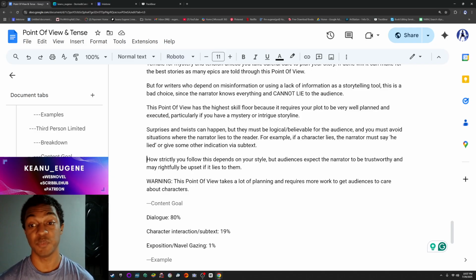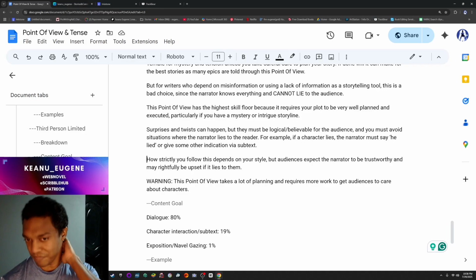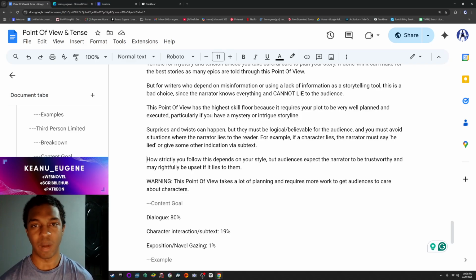And you must avoid situations where the narrator lies to the readers. For example, if a character lies, the narrator must say he lied or give some other indication via subtext. So if someone is very obviously lying, you can get away with not saying he lied. Okay, if the context clues in the scene are that he's lying, it's fine. If he says I'm drinking water while he's drinking a glass of wine, right, the narrator doesn't generally have to say he lied, because the audience knows, okay, this is the story telling us he's a liar, right? This is us meant to figure out that he's a liar, and that's okay.